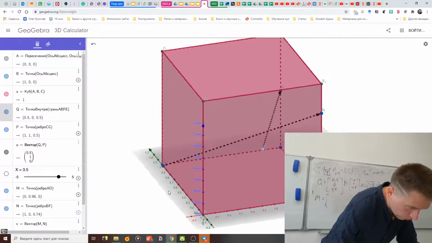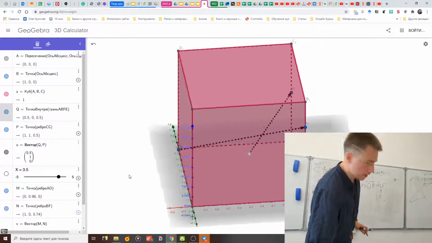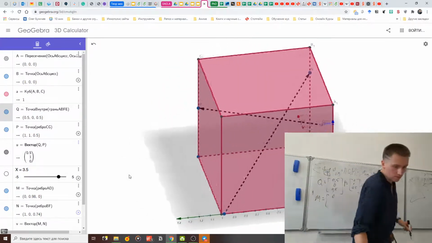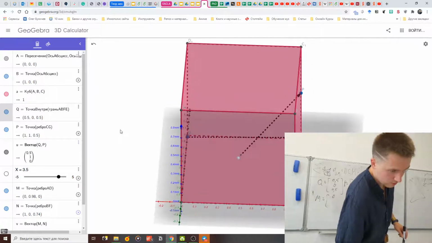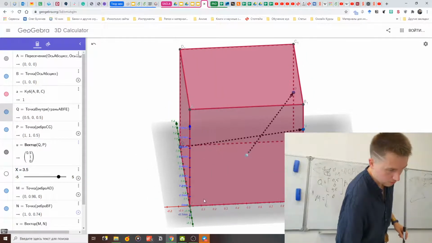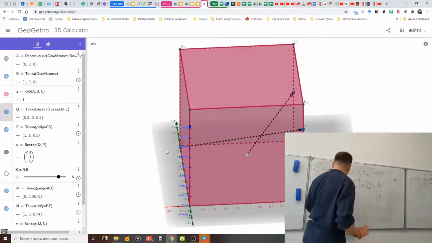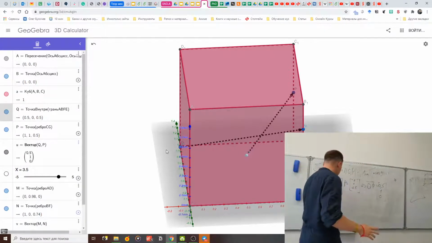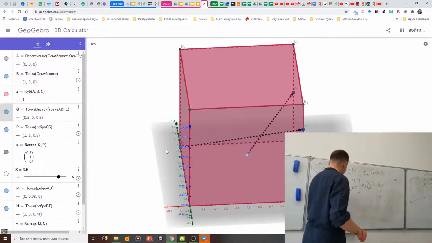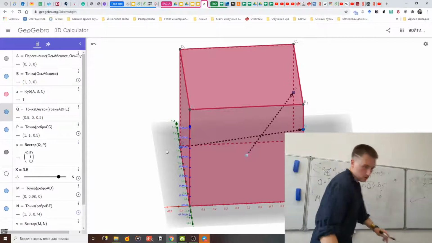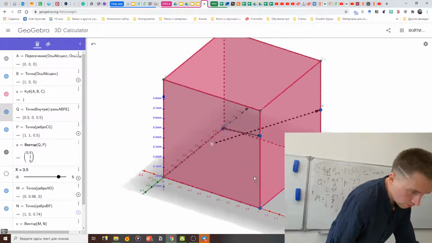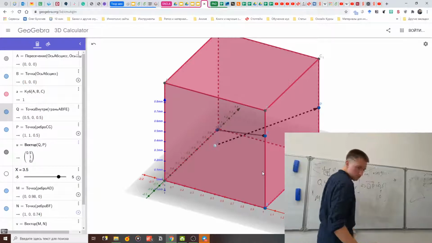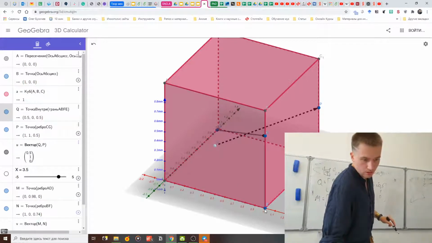So M will be x 0. Don't fly, please. On x it will be 0 because it is according to the y-axis. Y will be, for instance, y, and z will also be 0. For n it will be x1, because it's according to BB1, if not mistaken.